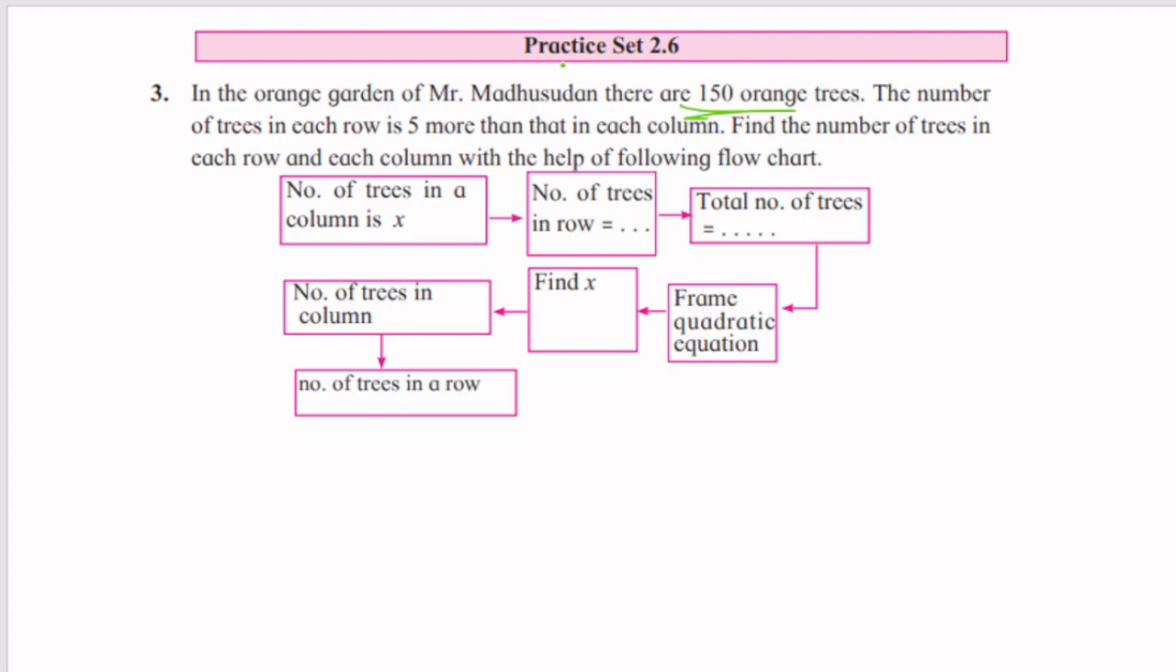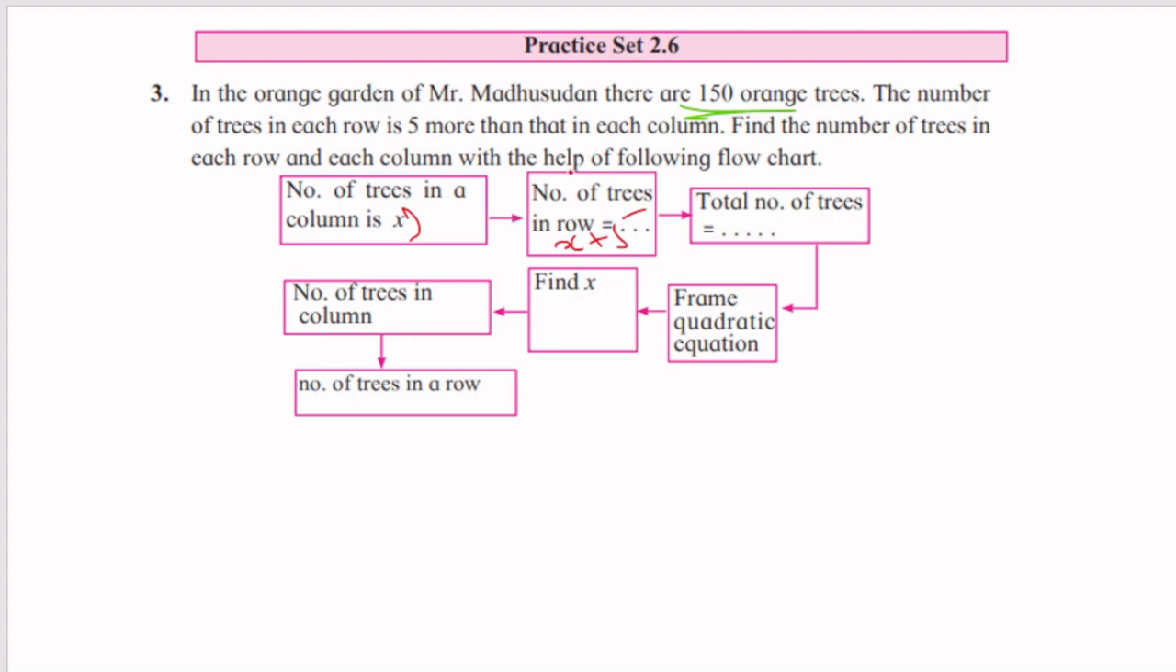The number of trees in each row is 5 more than that in each column. So rows have 5 more trees than columns. Find the number of trees in each row and each column with the help of the following flow chart. So similar things we have to do. We have to assume and find the answer. Here they have given the table and we need to fill it to get the answer. The number of trees in a column they have already assumed as x. Then the row should be x plus 5, because it is 5 more than the column.